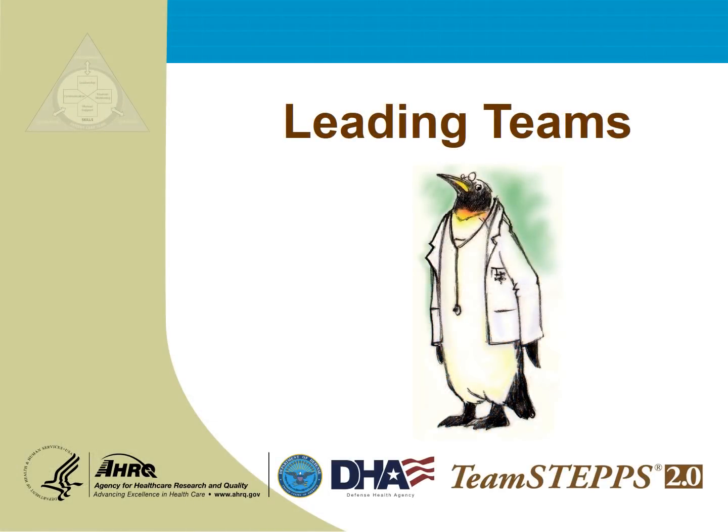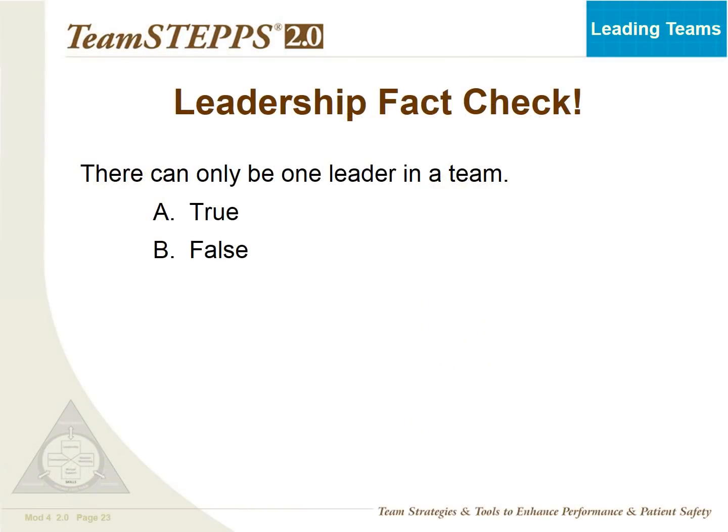Let's take a look at the next TeamSTEPPS domain, team leadership. Fact check: there can only be one leader in a team. Is that true or is that false? Click the button when you're ready. The correct answer is false. There can be more than one leader, and the leadership should be situational, not by hierarchy.